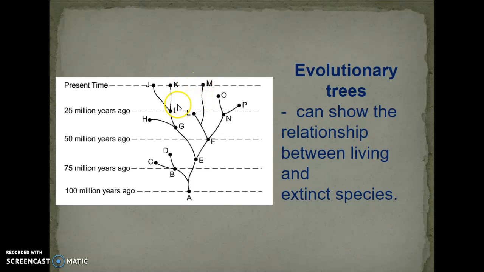Let me try that again. J and K are more closely related than species K is to M because they branch off at the same point. Species H, C, D, these are all extinct species. They're not alive in present time. So you can see between 50 and 75 million years ago, species C and D became extinct. Another thing that you might want to look at in this tree is who's the common ancestor for all of these species, and that is species A. They are at the base, the trunk of the tree.